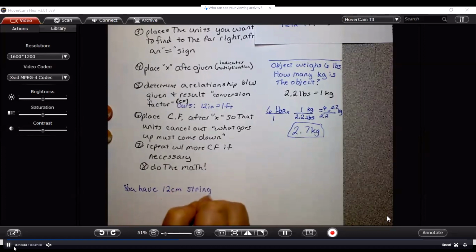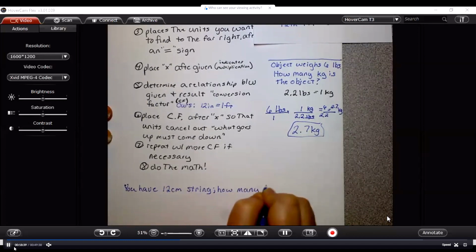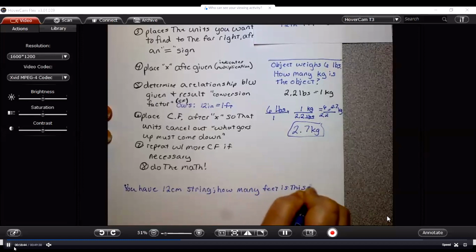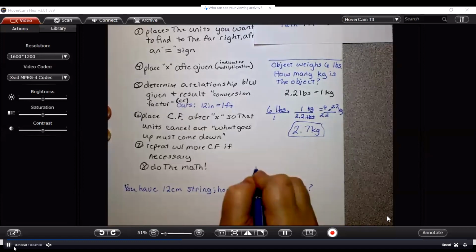So in this problem, you have 12 centimeters of string. How many feet of string do you have? So we're trying to get from centimeters to feet. So from centimeters into feet.